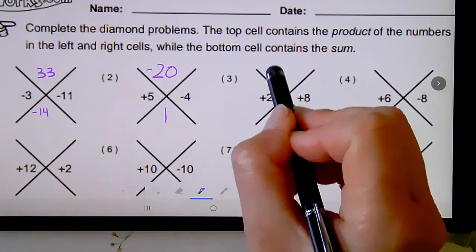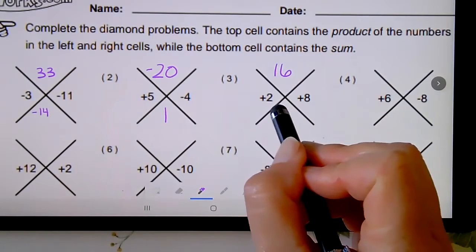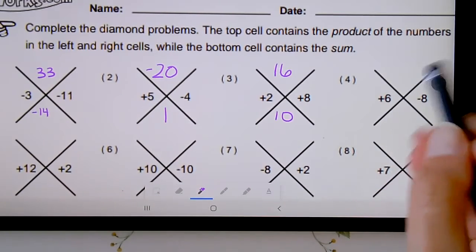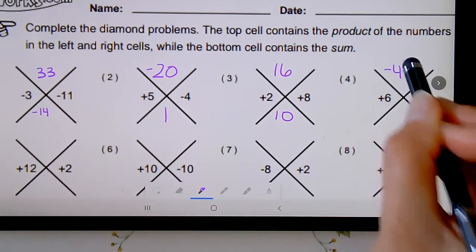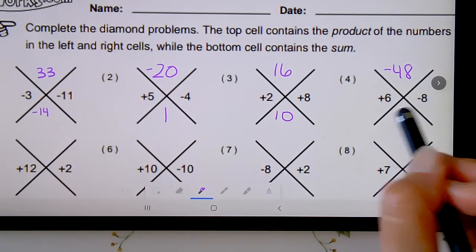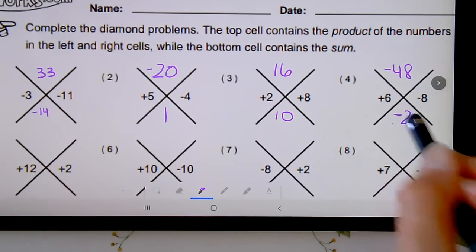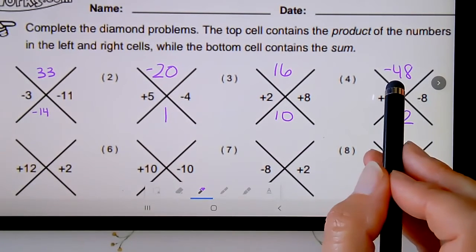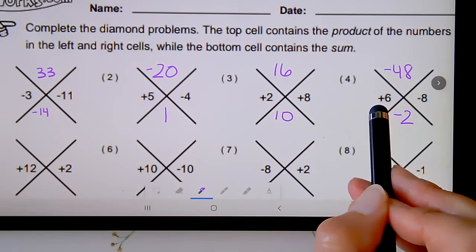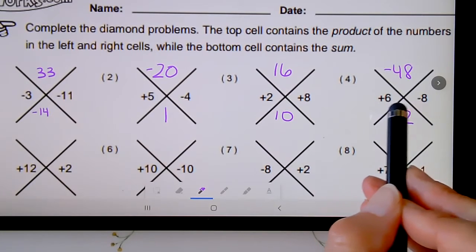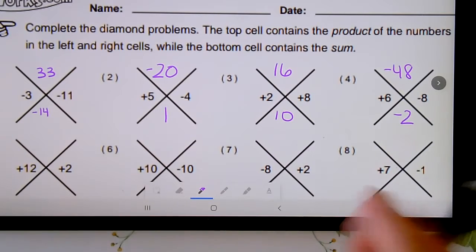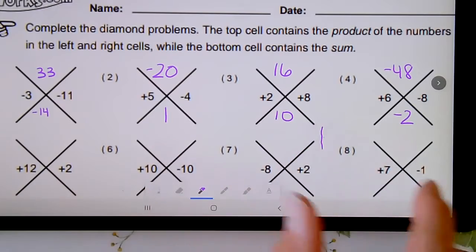2 times 8 is 16, and 2 plus 8 is 10. 6 times a negative 8 is a negative 48, and when you add 6 and a negative 8, you get a negative 2. So you see in this case, again, these were different signs, so I got a negative product. With the 6 and the 8, I'm actually taking the difference between them, really subtracting them, and then taking the sign of the bigger number. That's why it's a negative 2. Okay.